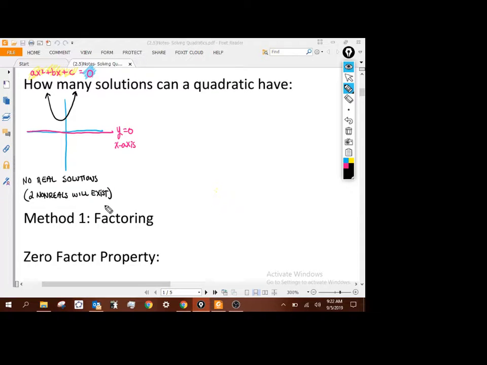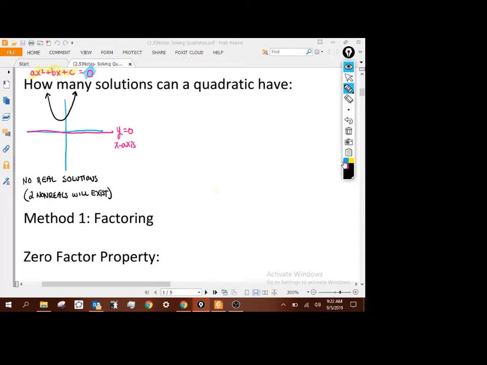Okay. However, two non-reals will exist. So analytically, when we do it by hand, we go through the procedures, we will get two answers that have i in them. Does that make sense? Maybe like 2 plus 3i, or 2 plus or minus i radical 3. You'll have answers that show up like that, and you've seen those in the past, okay? But the graphical approach means then that you never cross the x-axis, okay?